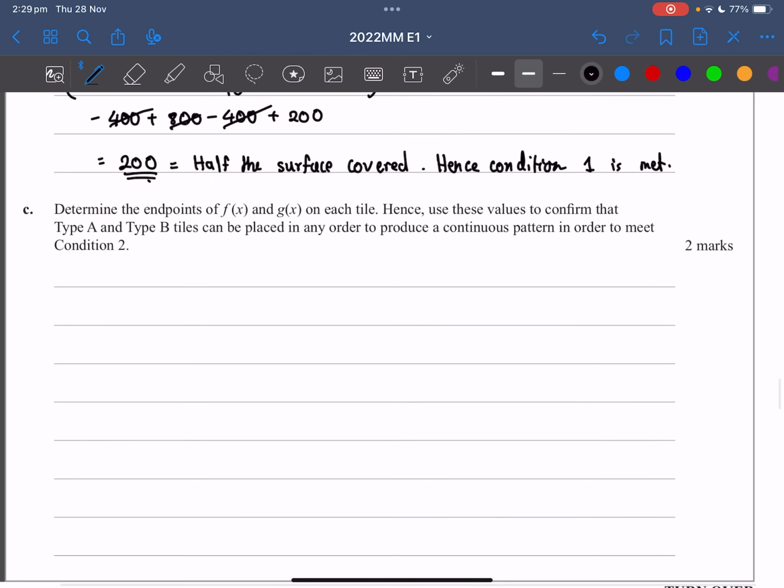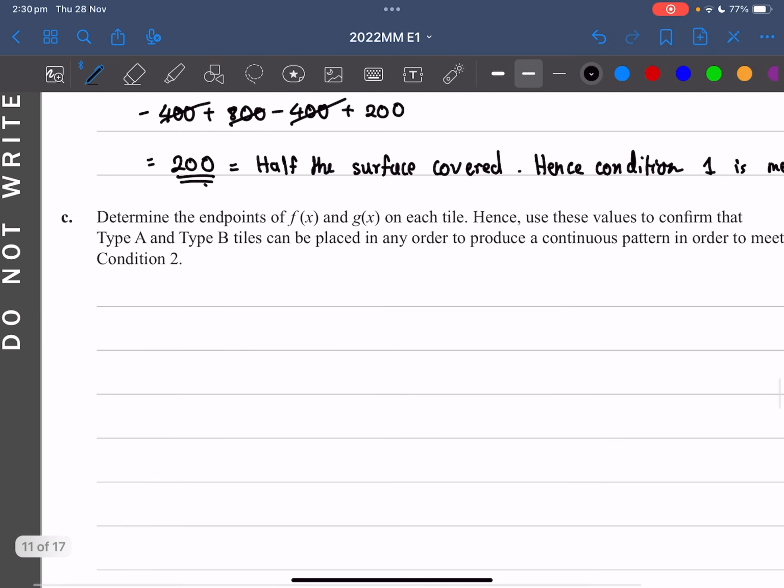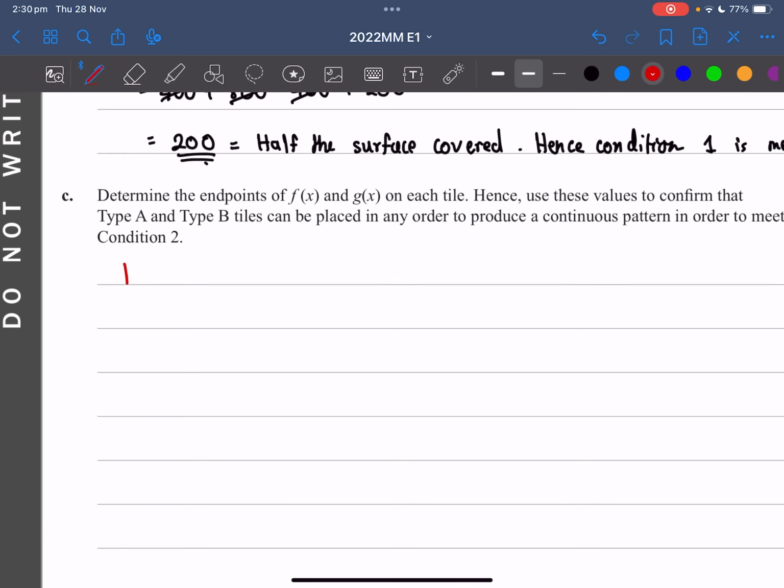Determine the endpoints of f of x and g of x on each tile. Hence, use these values to confirm that type A and type B tiles can be placed in any order to produce a continuous pattern, in order to meet condition 2. Okay. So first we have to find the endpoints of f of x and g of x on each tile. Basically, if the endpoints are the same for f of x and g of x, that means they can be placed in any order. So let's say that we are putting type A first. Okay.